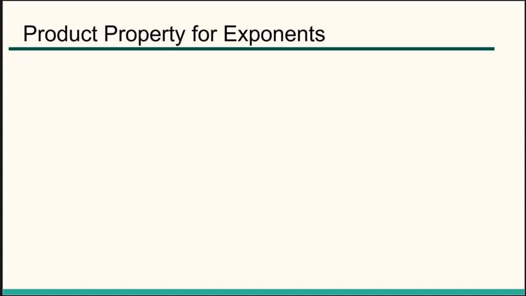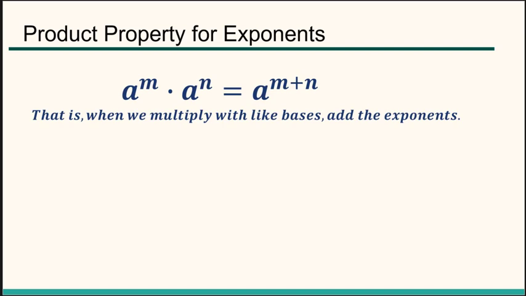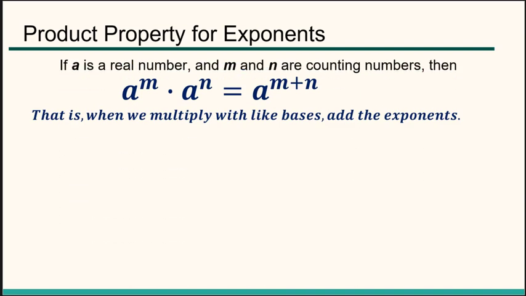Now let's look at the product property for exponents. If I have a raised to the m times a raised to the n, that would be equal to a raised to the m plus n, meaning that I would have m a's and n a's, and you could just count them or just add that up. In other words, whenever we multiply with like bases, a nice cool trick, just add the exponents. It's very handy.